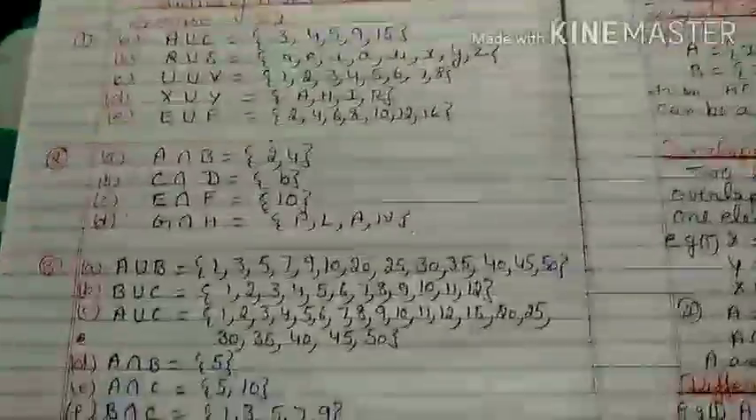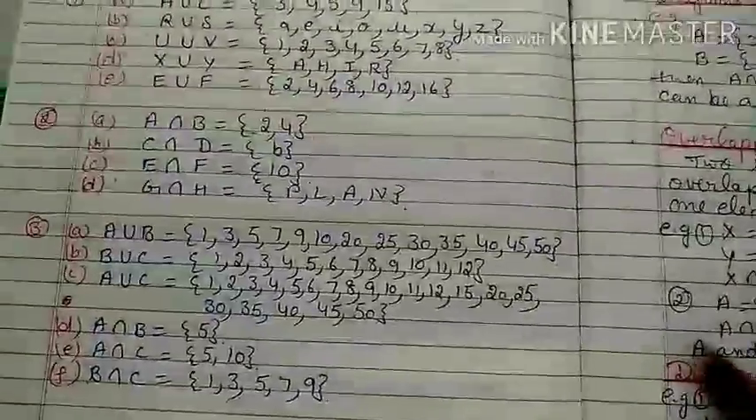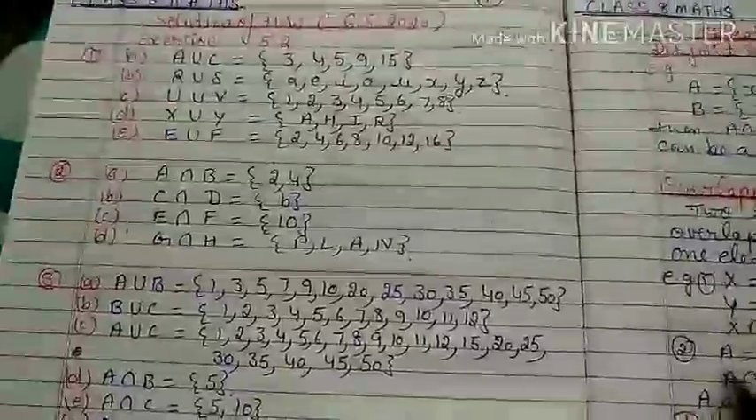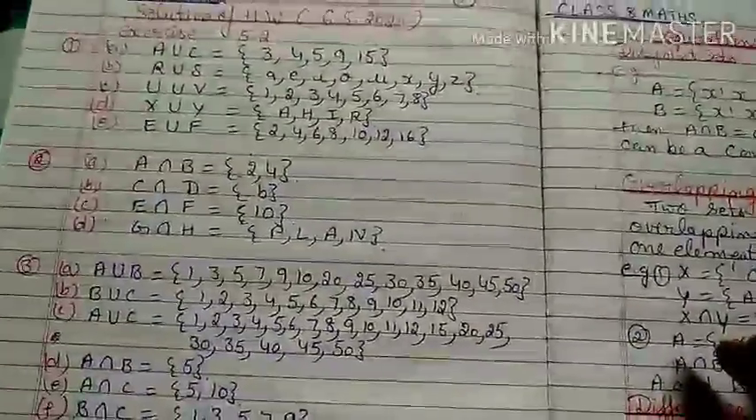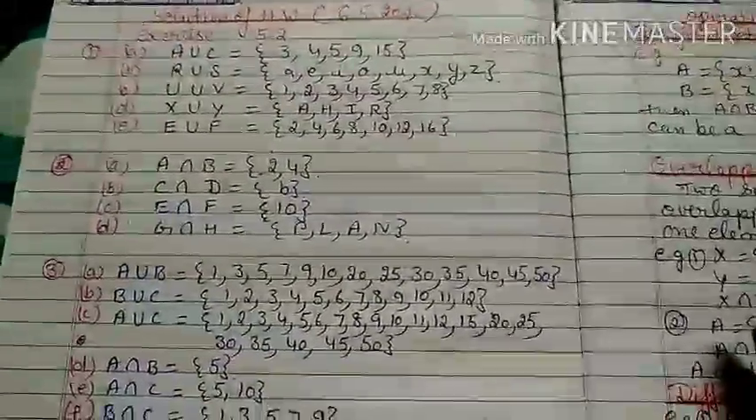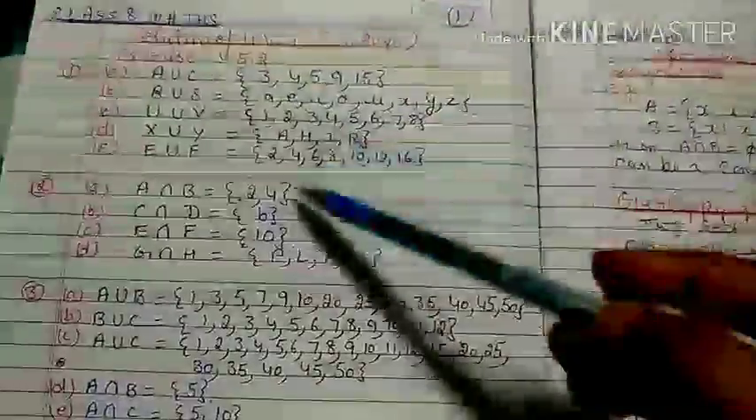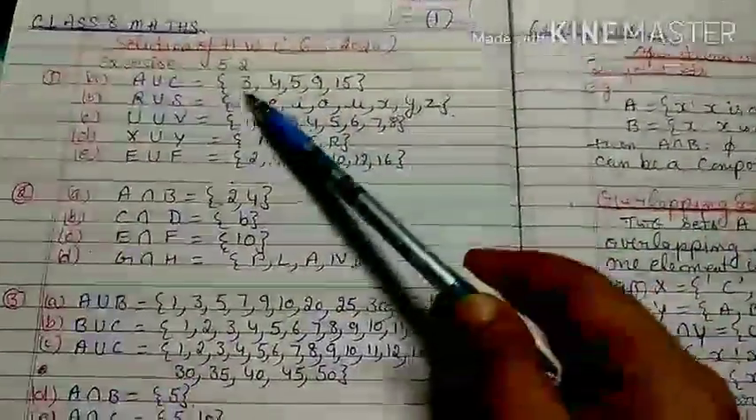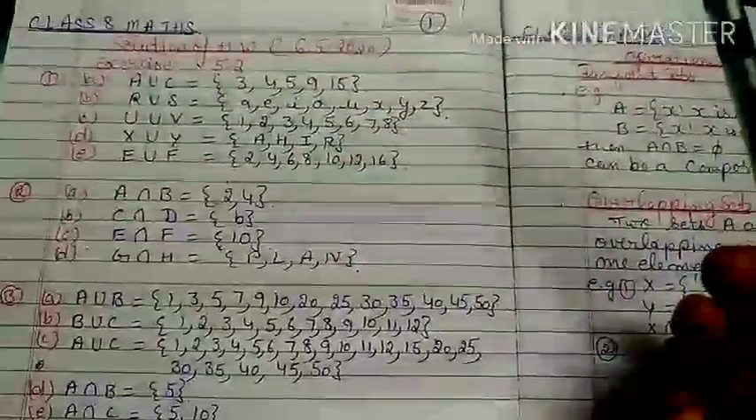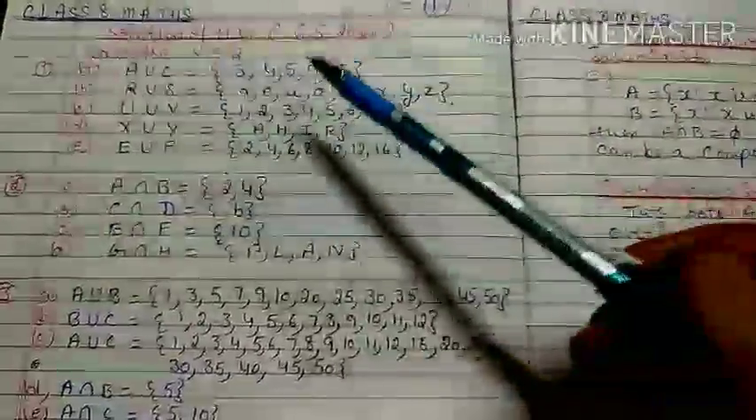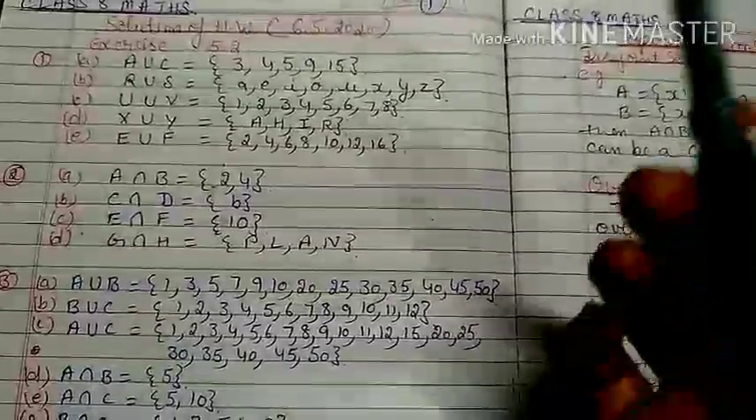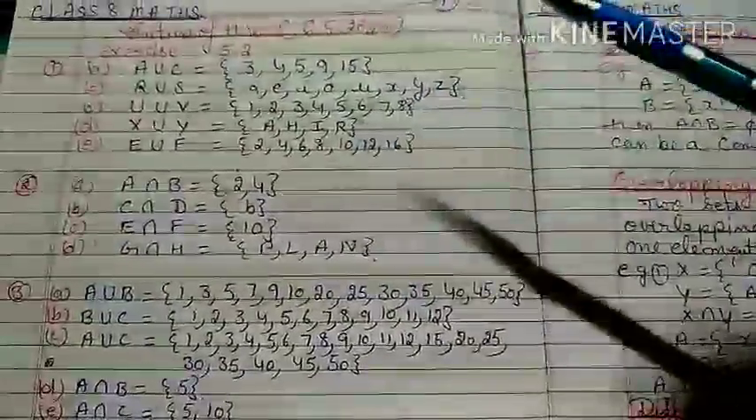Like in your exercise 5.2, the first three questions ask you to find the union of each of the following pairs of sets. You have some sets given, and you have to write the union of the sets. Here your A set is given as 3, 9, 15 and C set is given as 3, 4, 5. So we write all the elements of set A and set C, but repeated elements should be written only once. Similarly, you have to do all the questions.